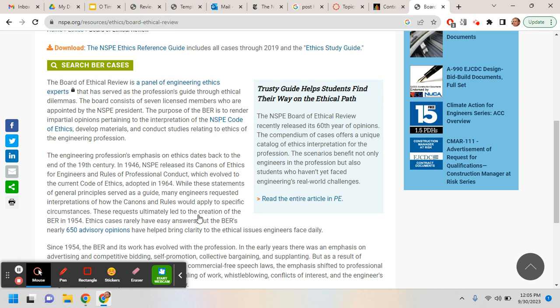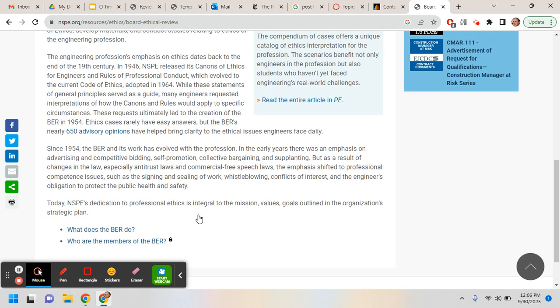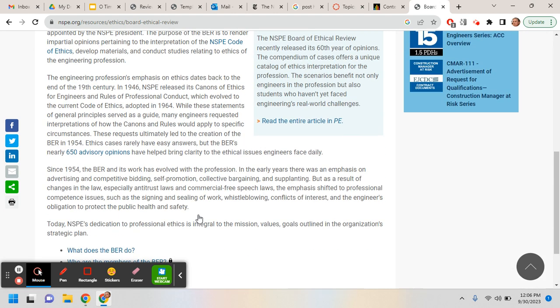Right? The board consists of 7 licensed members who are appointed by the NSPE president. No, they're not engineering ethics experts, but they're quite good at what they do, I think. The purpose of the BER is to render impartial opinions pertaining to the interpretation of the NSPE Code of Ethics. So you can read through here.